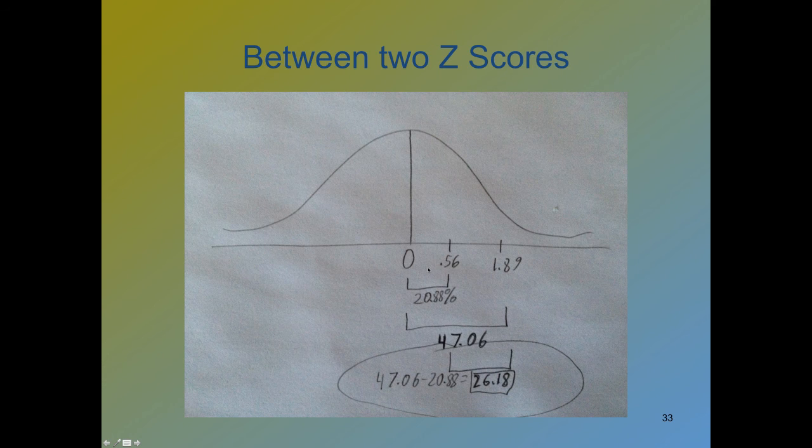And this is what I'm talking about. So you've got the two different z-scores, right? The first one, from 0 to 0.56 z-score, was 20%. From 0 to 1.89 was 47.6%. And I simply want this area right here, right? I don't want this area. So in order for me to calculate this area, I need to take the area from here to here and subtract the area from here to here. And what I'm going to be left with is this area right here.